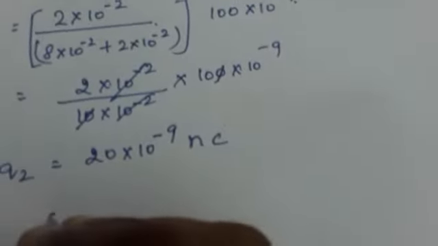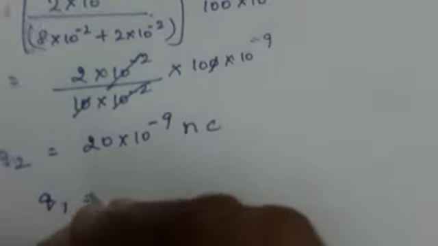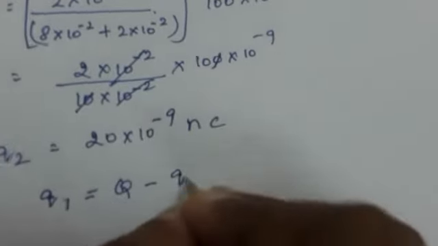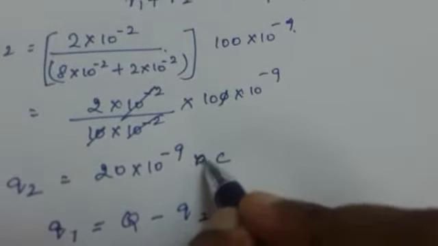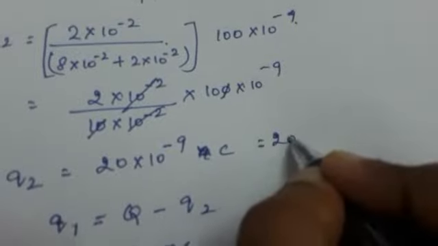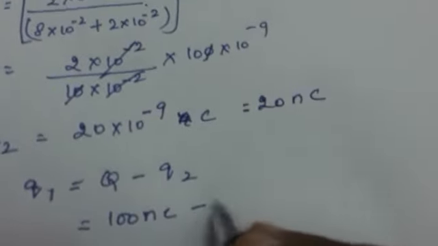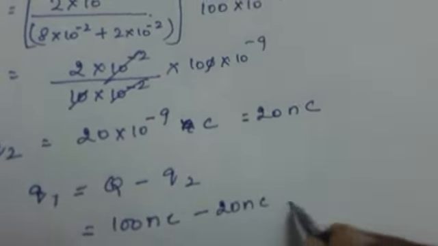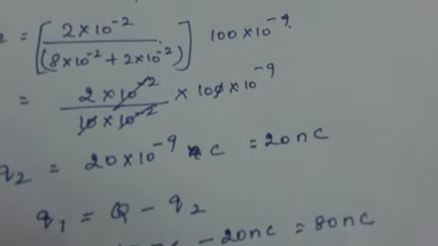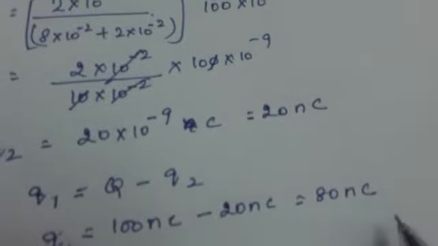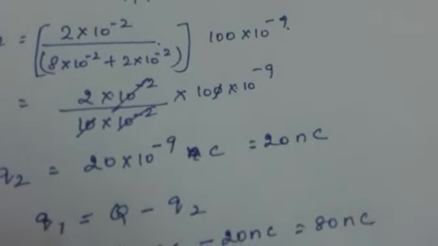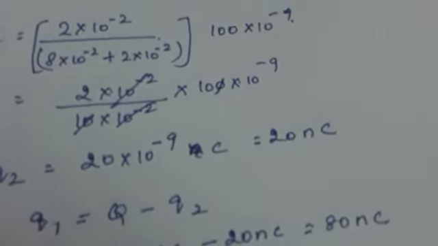Q1, substitute here. Q1 is equal to Q minus Q2. So what is your Q2? 100 nanocoulomb. Okay. Here it is coulomb. This is 20 nanocoulomb. 100 nanocoulomb minus 20 nanocoulomb, so that is what? 80 nanocoulomb. So we have got the values for Q1 and Q2: Q1 as 80 nanocoulomb and Q2 as 20 nanocoulomb.